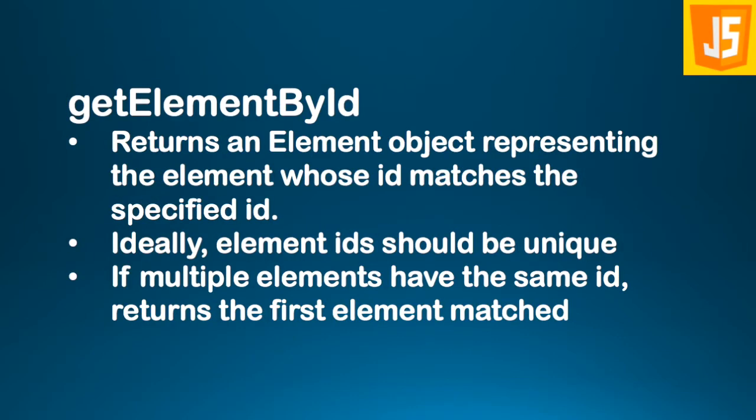One of the most common things used and something that we will start with is getElementById. So what does getElementById do? It returns an element object representing the element whose ID matches the specified ID. So given the ID, it will return me that element. Ideally in a page, we should keep the element IDs as unique. So getElementById should match that and return it. If multiple elements have the same ID, it returns the first element matched.